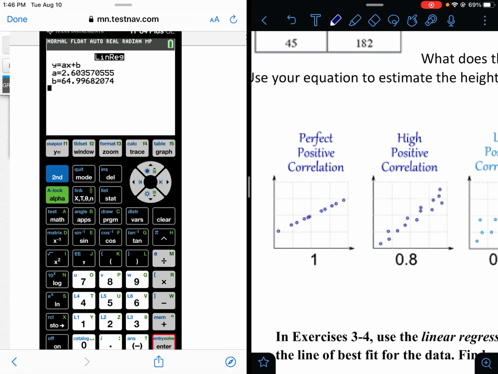So you have some examples here. So perfect 1, if I were to draw the line of best fit, it would pretty much go through every single one of those dots. That would be perfectly linear. This is obviously the best.